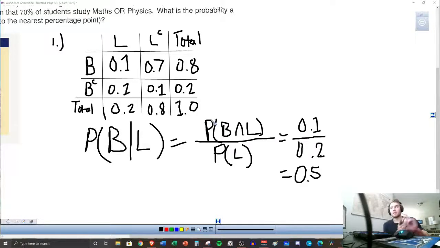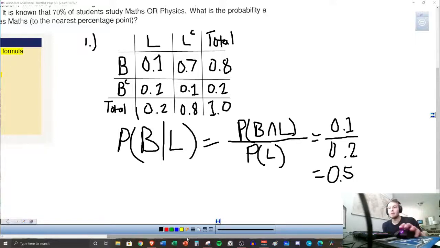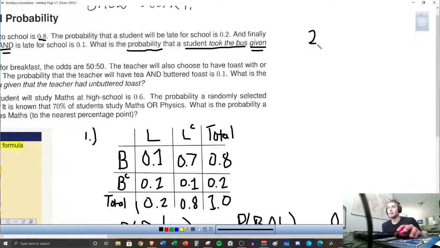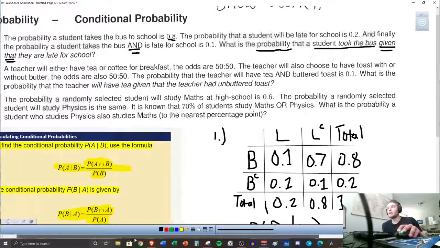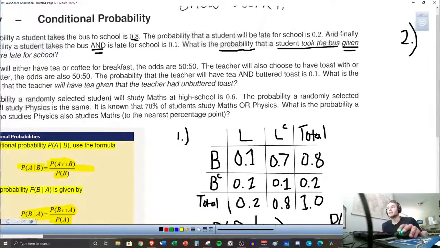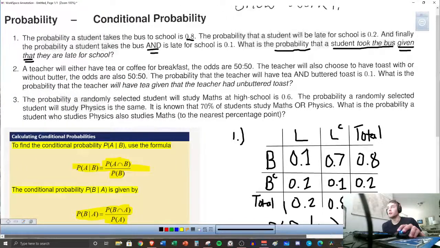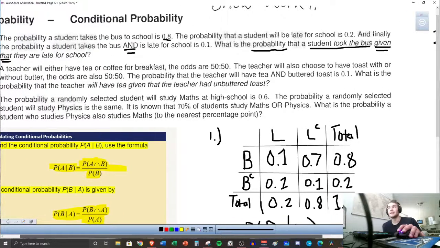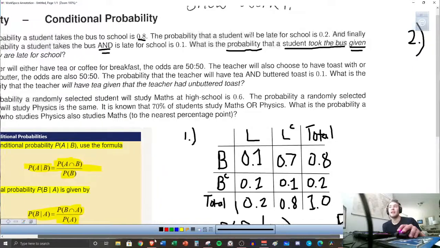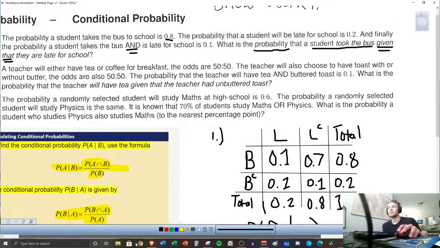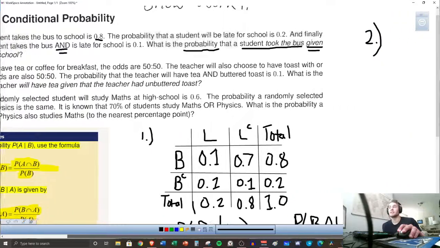Again, that's the easiest example. And honestly, you didn't need the two-way table for it, but I want us to get into the habit of doing that. Okay. Let's look at number 2, and I'll work number 2 right here. A teacher will have either tea or coffee for breakfast. The odds are 50-50. The teacher will also choose to have toast with or without butter. The odds are also 50-50. The probability that the teacher will have tea and buttered toast is 0.1. What is the probability the teacher will have tea given that the teacher has unbuttered toast?